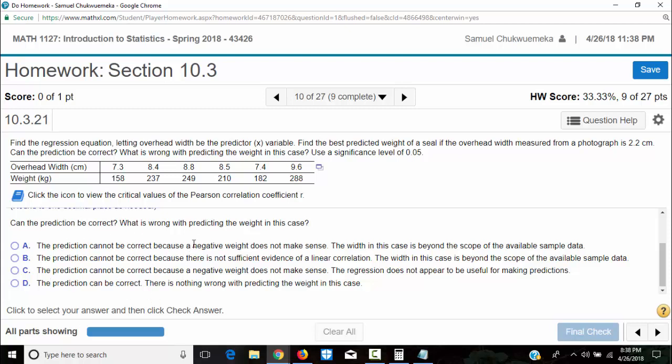The prediction cannot be correct because a negative weight does not make sense. The weight in this case is beyond the scope of the available sample data. Yeah, that makes sense. You can read the other options, take time and read them. But the correct option would be A. A negative weight does not make sense. The weight is beyond the scope of the data.